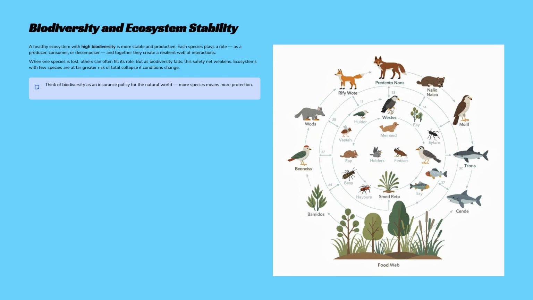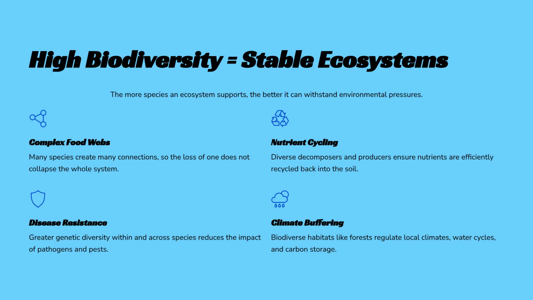Healthy ecosystems rely on high biodiversity to remain stable. Think of it as an insurance policy. The more species present, the stronger the protection for the entire food web. High biodiversity supports stable ecosystems through complex food webs, efficient nutrient cycling, increased disease resistance, and natural climate buffering.